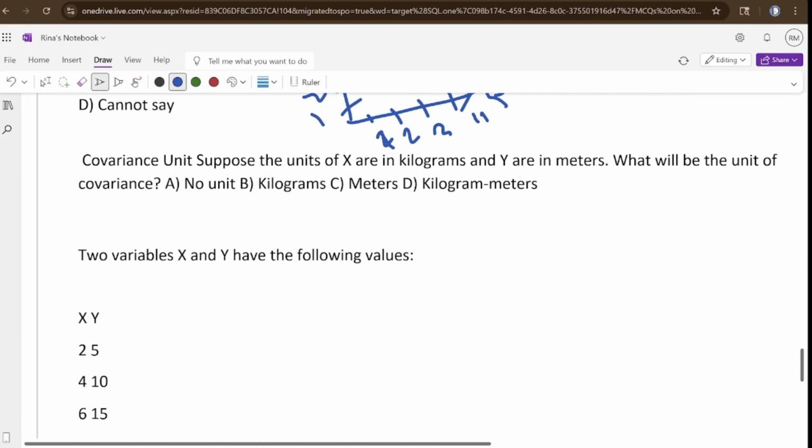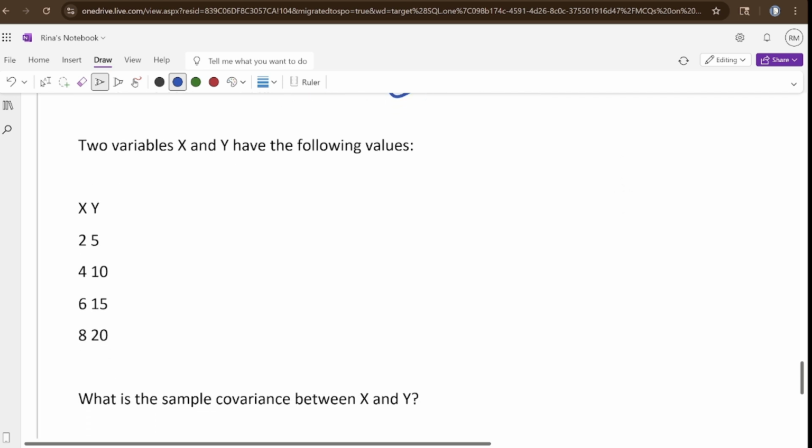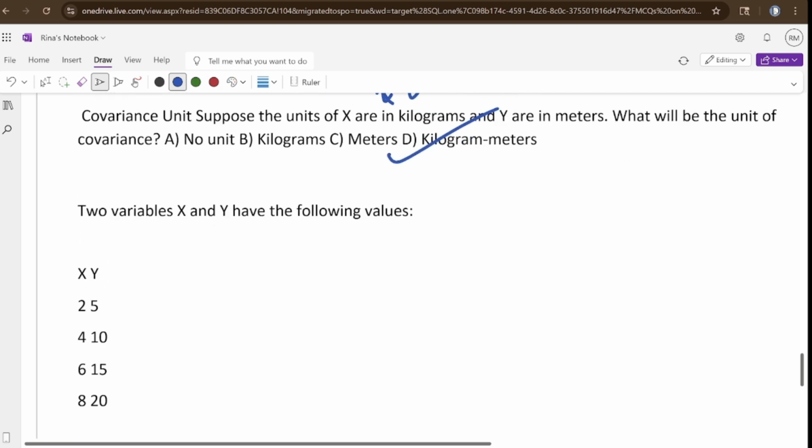Now the covariance unit: suppose the units of x are in kilogram and y are in meter. So what will be the unit? Kilogram meter. That is the problem of covariance. Covariance has units.